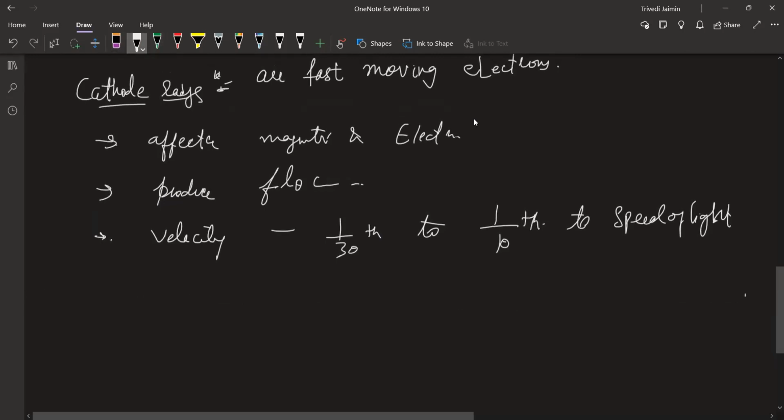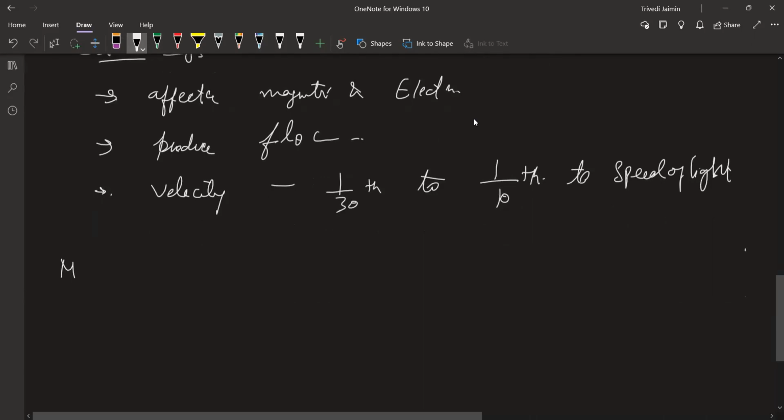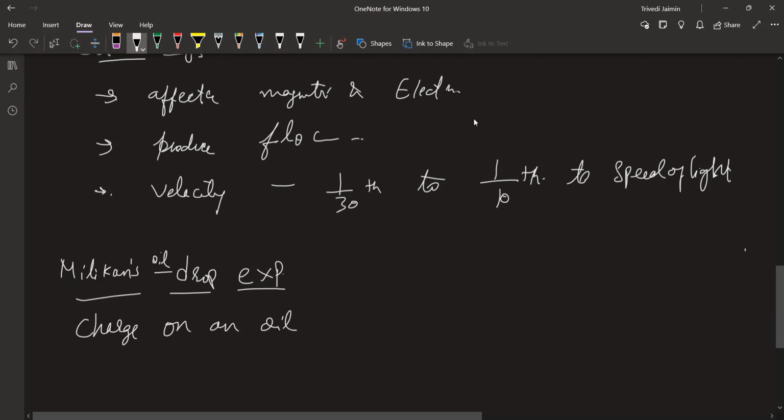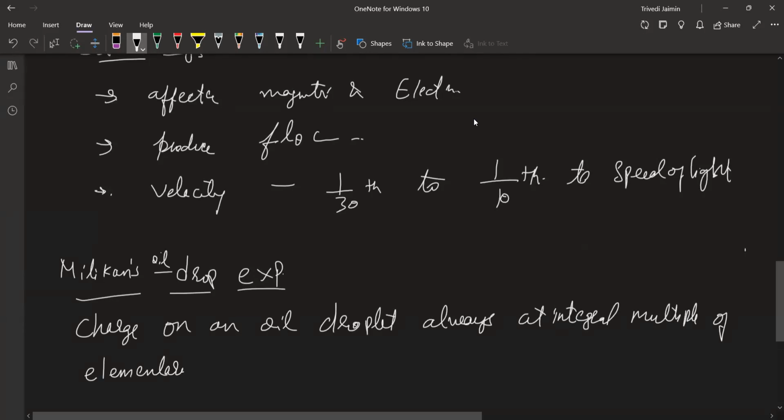Let's write Millikan's oil drop experiment. What was Millikan's oil drop experiment? Anyone? The charge on an oil droplet is always an integral multiple of the elementary charge, which is 1.602 into 10 to the power minus 19 coulomb.